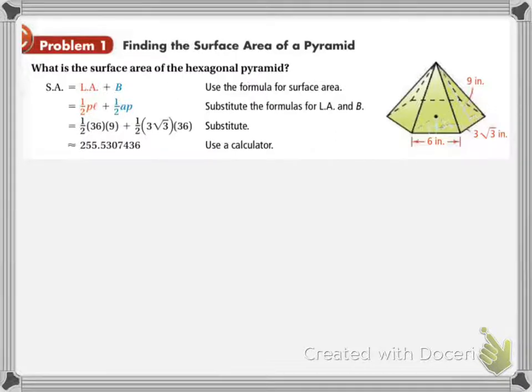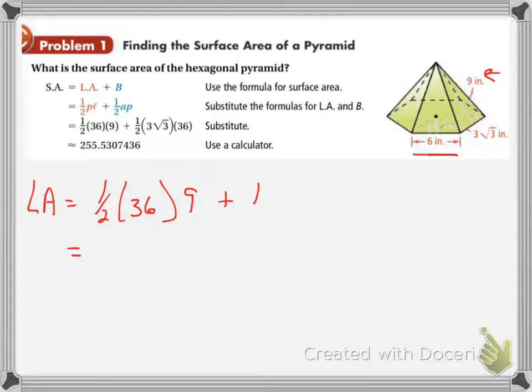Now, this is a little bit different. You're still finding a lateral area, which is 1/2 perimeter of my base. Well, each side's 6. It's a regular hexagon, so every side's 6, and there's 6 sides in a hexagon, because 6 times 6 is 36. Plus the slant height, which they give us, is 9. That's going to give us whatever that equals. We'll figure that out in a second.